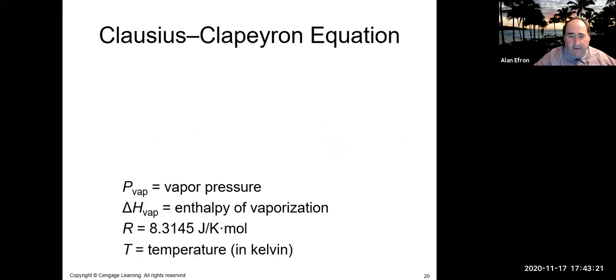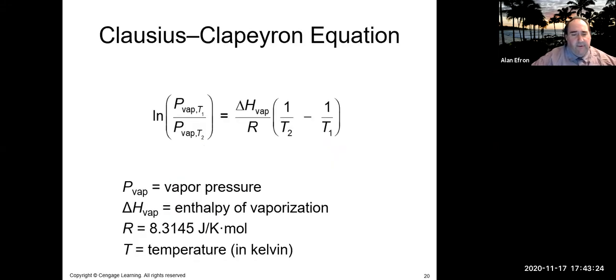Now, we can actually calculate some of these things using the Clausius-Clapeyron Equation, which is the natural log of the vapor pressure at temperature 1 divided by the vapor pressure at temperature 2 equals delta H. Here, these are our vapor pressures, both at different temperatures. Delta H of vaporization is the enthalpy of vaporization.